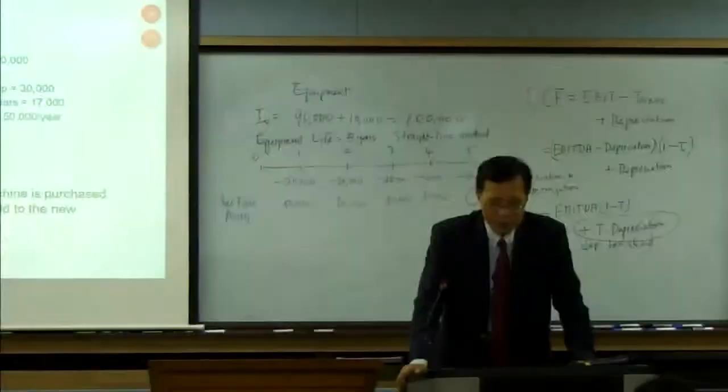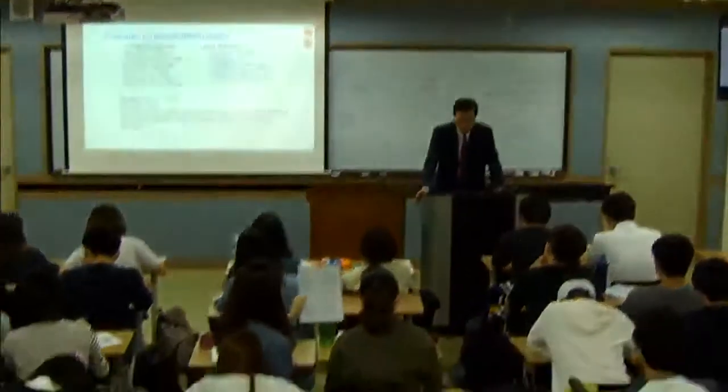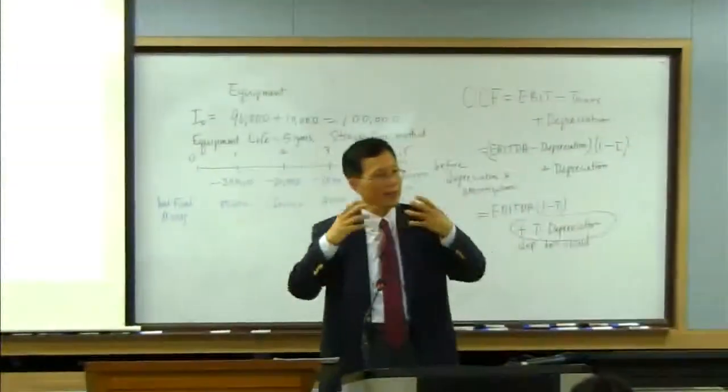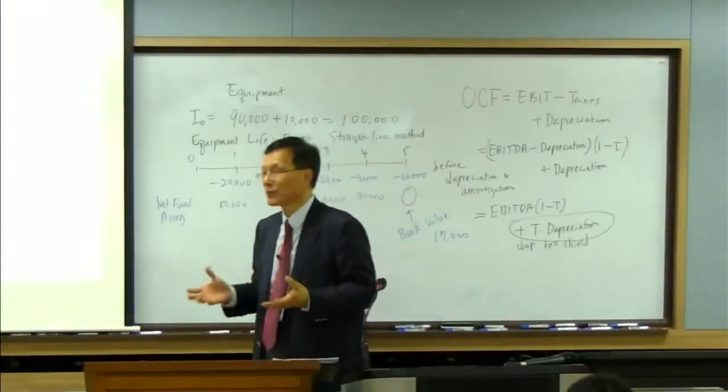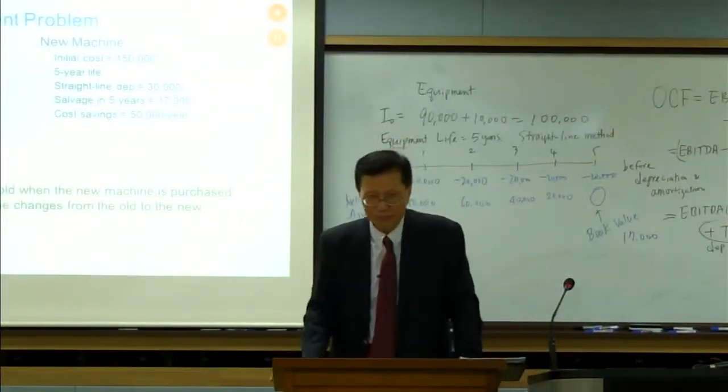Now here's a new machine that has a 5-year life. Initial cost is 150,000. Straight line depreciation. Salvage in 5 years. Cost savings of $50,000 a year. The new machine comes in, and that has much better efficiency. Therefore, cost will be saved by 50,000.